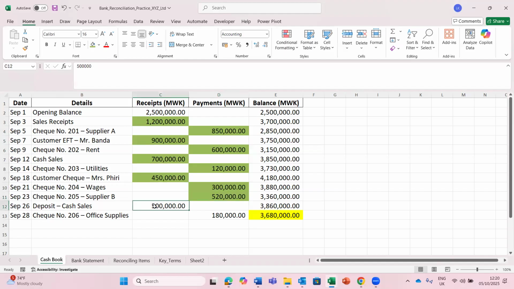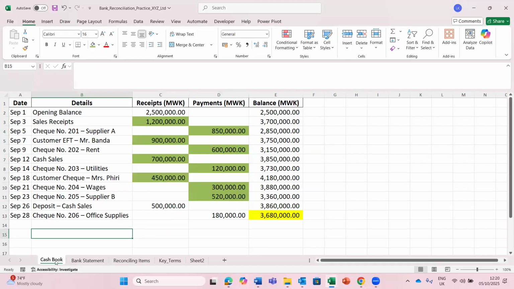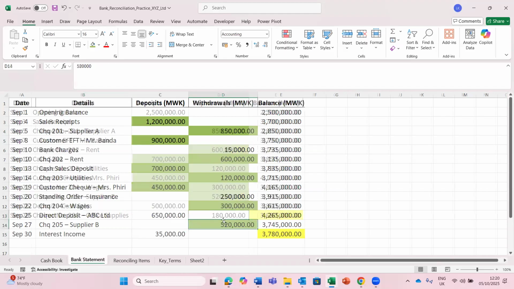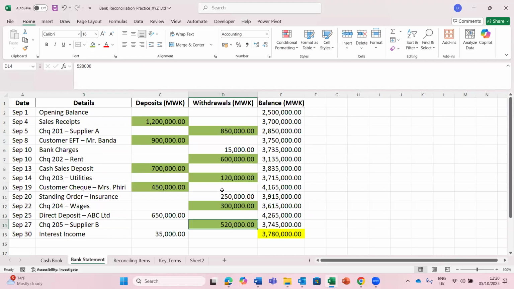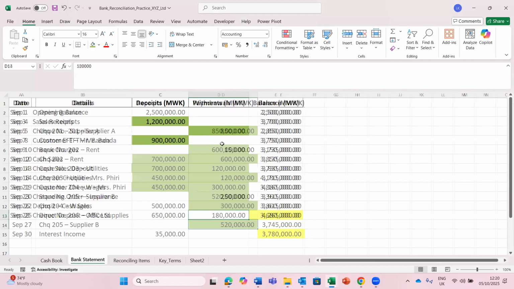Then you have deposit 500,000. And then there we don't have that deposit. Then we have check number 206, 180,000. There we don't have 180,000. All right. So these greens are the ones which have agreed. The cash book has transactions which are also on the bank statement. Right.